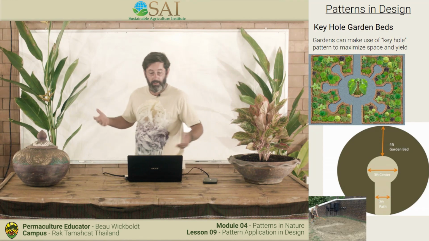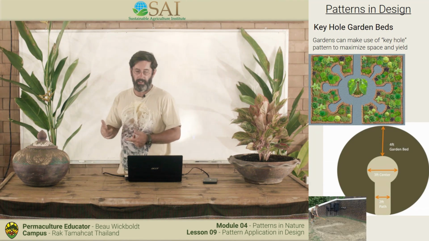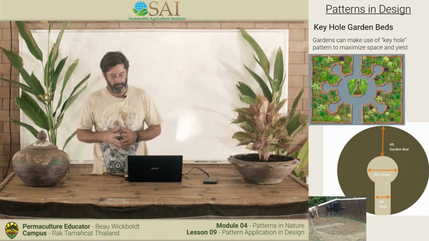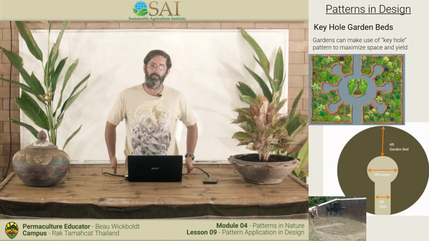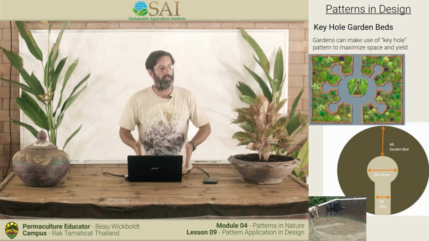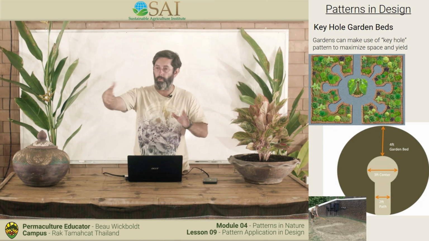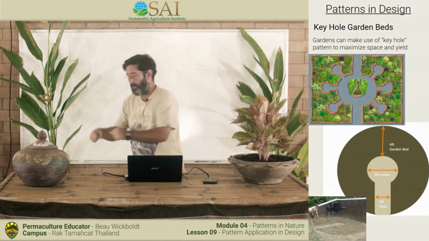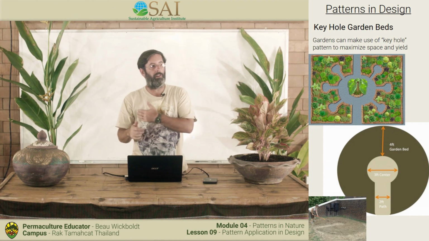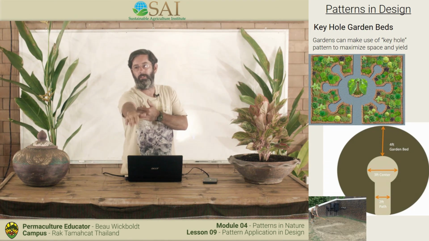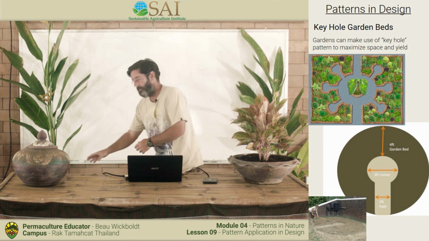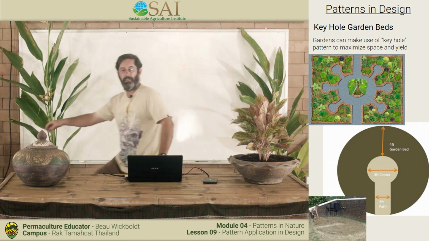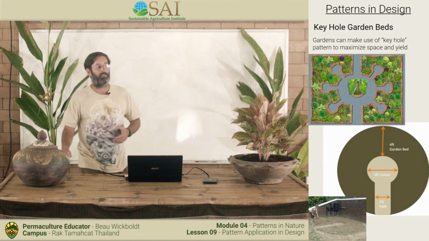Keyhole garden bed. Gardens can make use of the keyhole pattern, which maximizes space and yield. How do I make one? Well, here I need about a 2-foot path to walk in. I need about a 1-meter circle to turn around. And a double reach garden bed is about 4 foot or 1.2 meters. If it's further than that, what will happen is I can't reach the center and I'll step into the bed and I'll compress my soils, right?